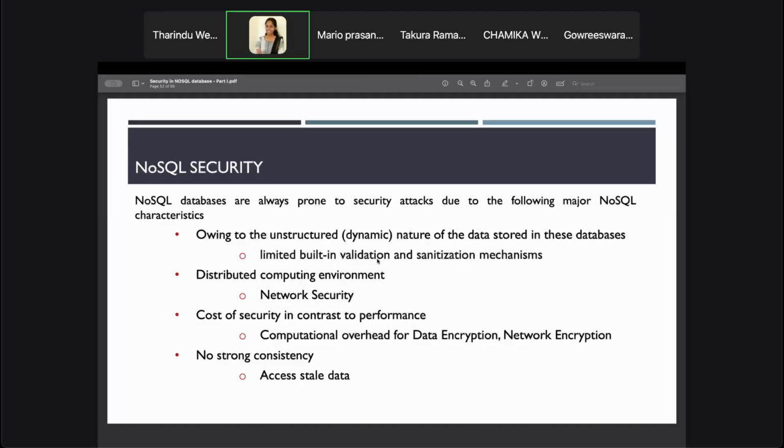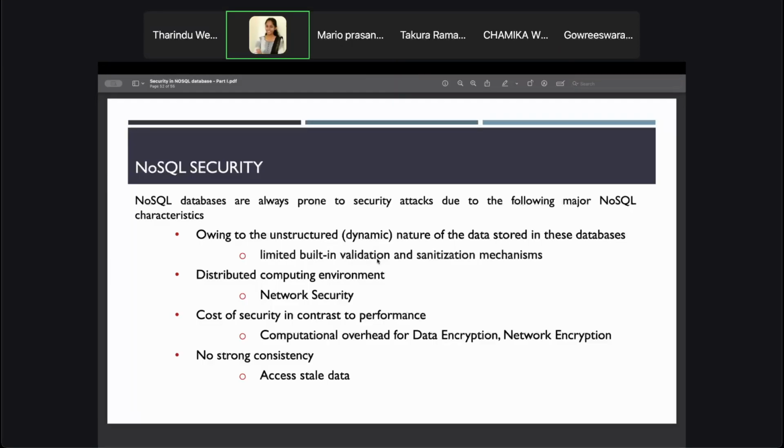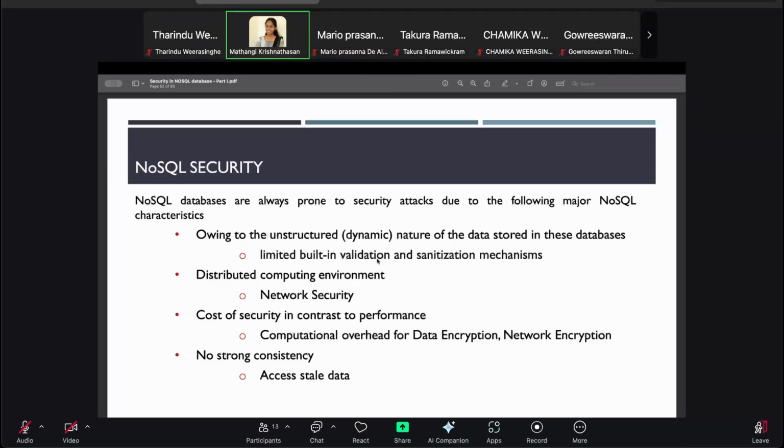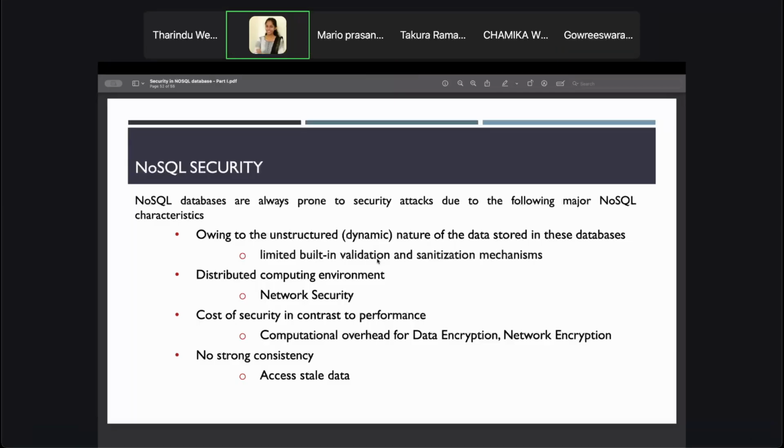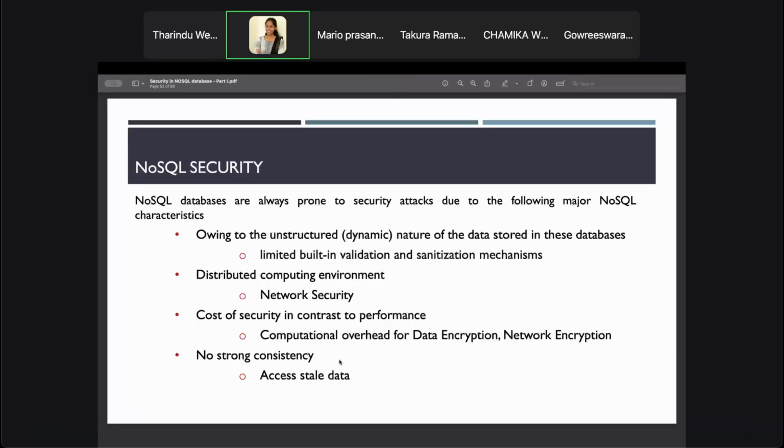So what are those characteristics? Because the databases are unstructured and because the databases are distributed, there are some issues, right? Other than the attacks that relational databases are prone to, which are also possible in NoSQL databases, specifically because of some characteristics of NoSQL databases, they are prone to some special attacks, right? Those characteristics are unstructured nature, distributed computing environment, cost of security in contrast to performance, and no strong consistency. Right? We'll see them one by one.